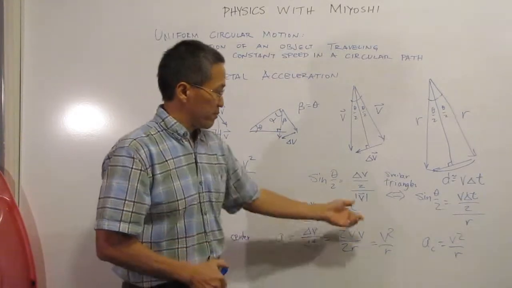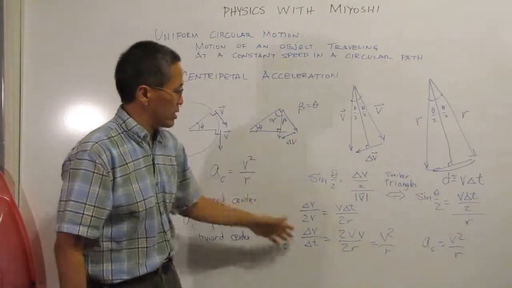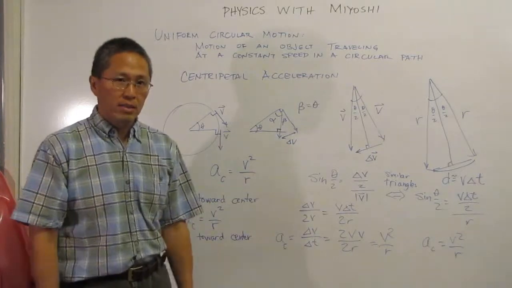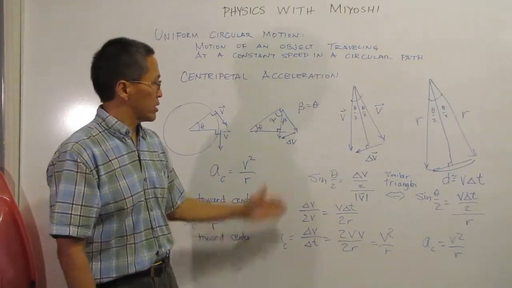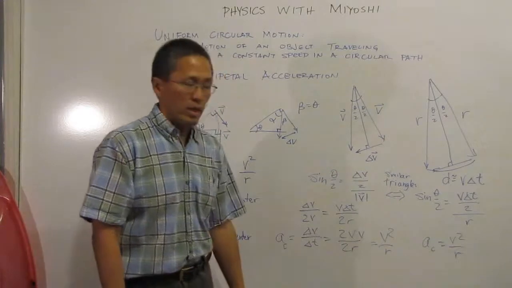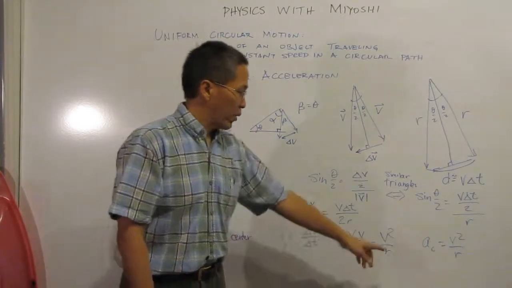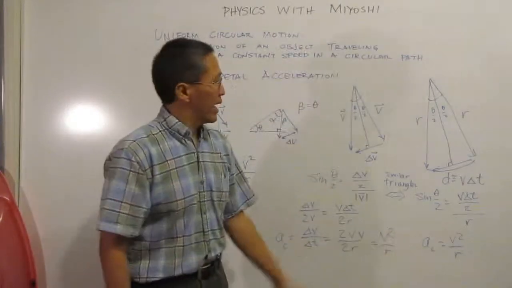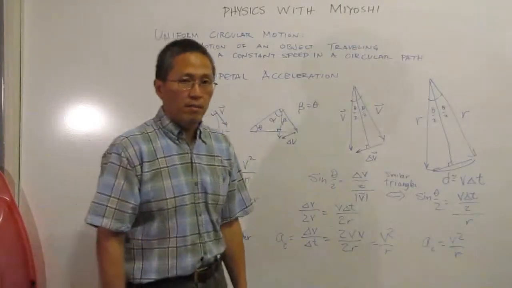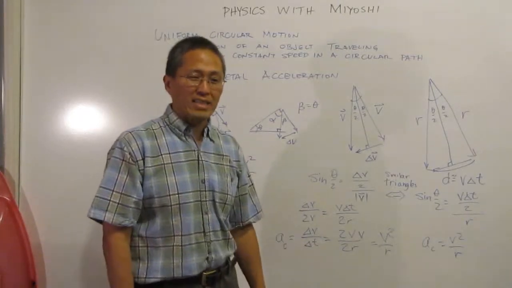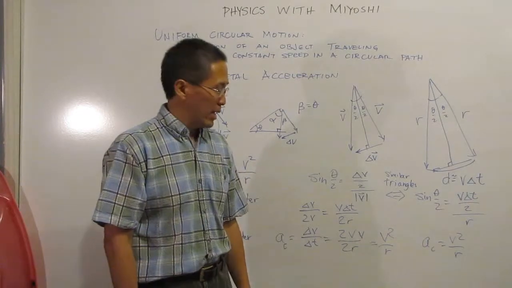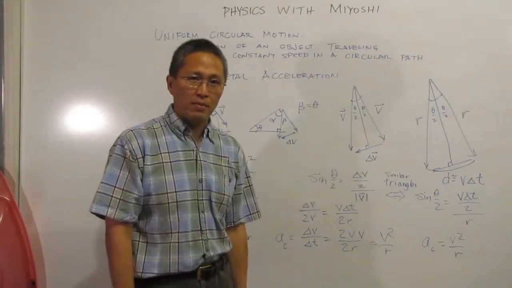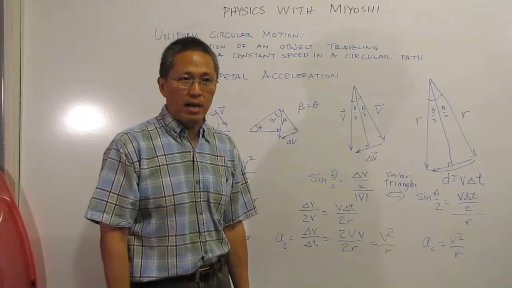And that's basically it. I wanted to take you through this mathematical representation so you can see exactly where it comes from, how we get the magnitude of my centripetal acceleration, and explain a little bit more about what centripetal acceleration is. I'll give you a little mathematical example here next time on Physics with Miyoshi.